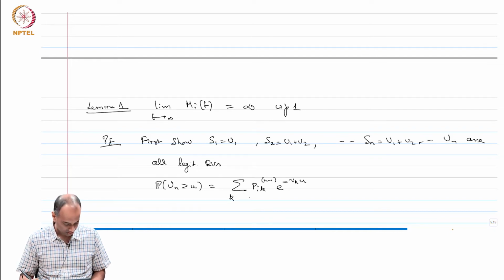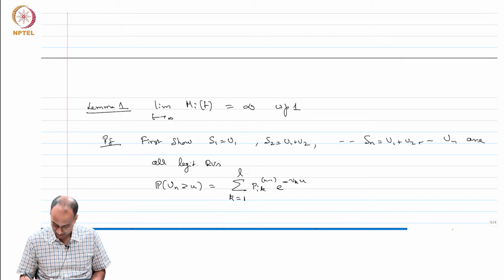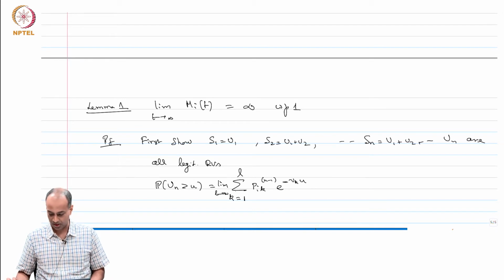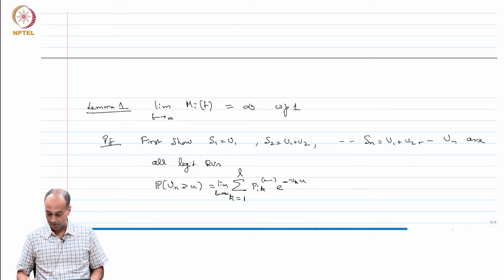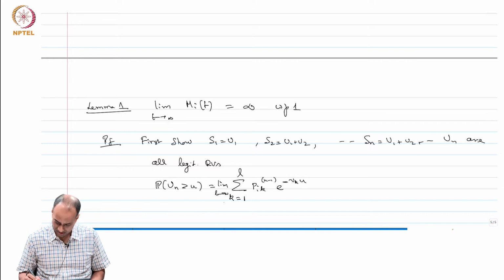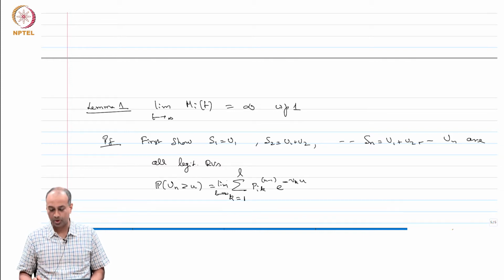maybe I should say is equal to 1 to L, limit L tending to infinity. Is that right? I am just summing over all possible states and taking the limit L tends to infinity. Maybe I should just write this: this is just an infinite summation, k equal to 1 to infinity.